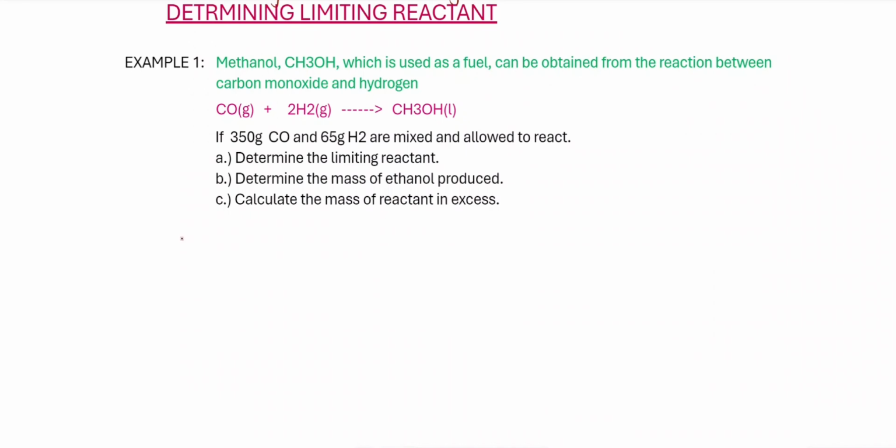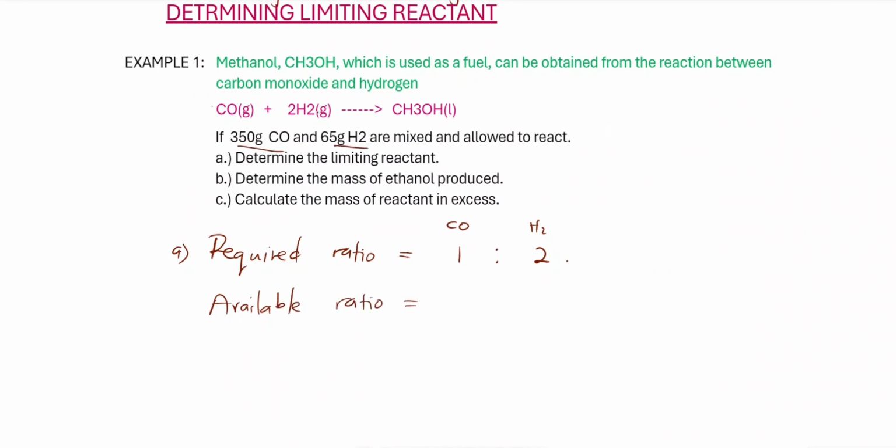So the first thing that we need to do is to check the molar ratios of the reactants. 1 mole of carbon monoxide requires 2 moles of hydrogen to produce 1 mole of methanol. So our required ratio is 1:2. And this is carbon monoxide, then this is hydrogen. Let's not worry about the product because we are to determine the limiting reactant. Then let us see the available molar ratios. So this means we need to calculate the number of moles of carbon monoxide and the number of moles of hydrogen.